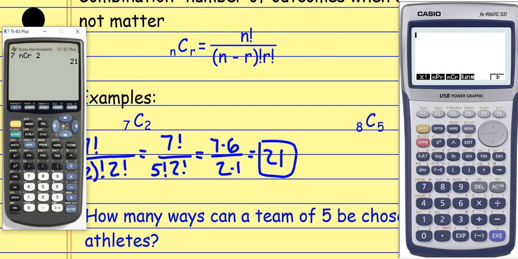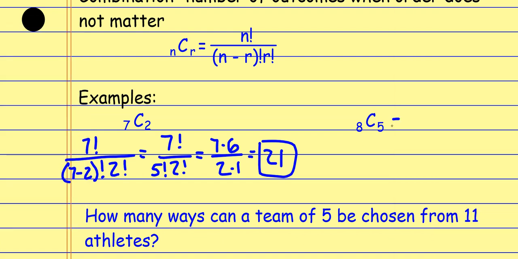All right. Over here on my Casio, I punch in the 7, and then F3 for the combination button, and then the 2, enter, 21. All right. If I want to do the next one, same kind of thing. I'm going to do it on the Casio just because it's already pulled up. But make sure you type in the 8, then find your combination button on your calculator, then the 5, then enter. That gives me a 56. Okay?